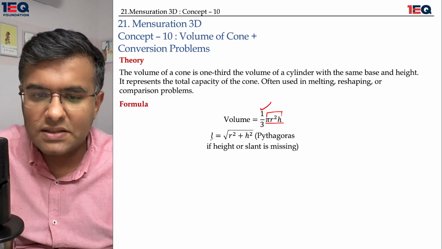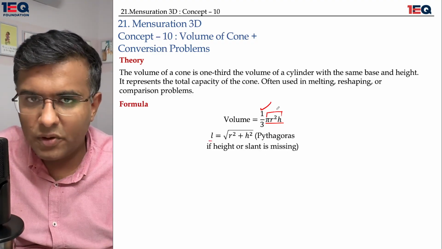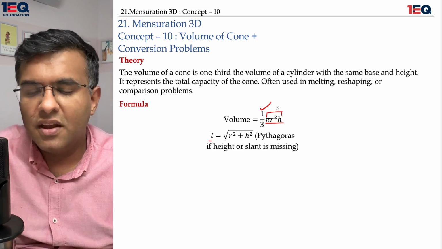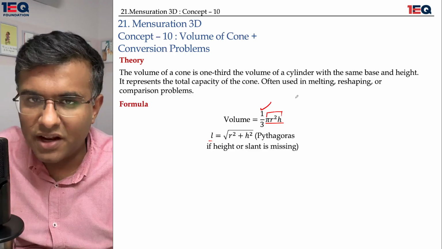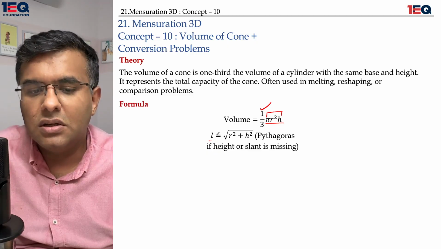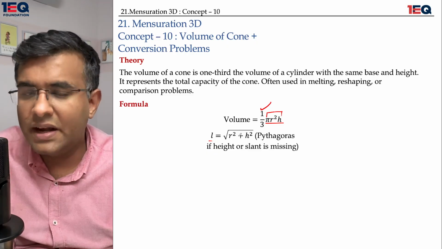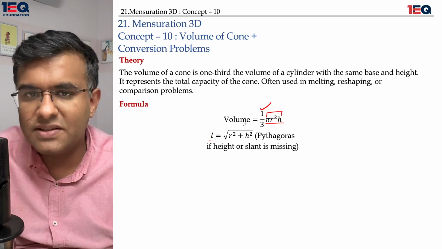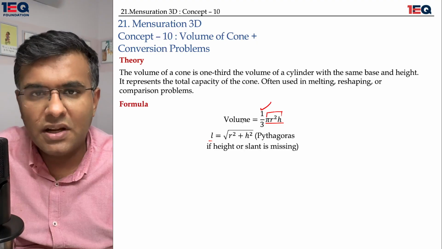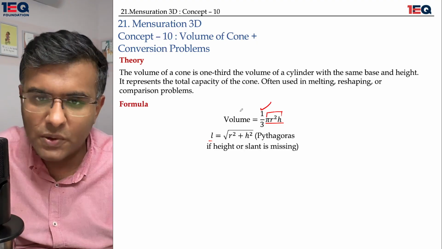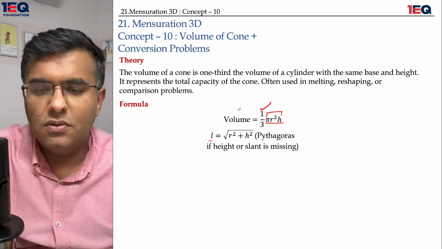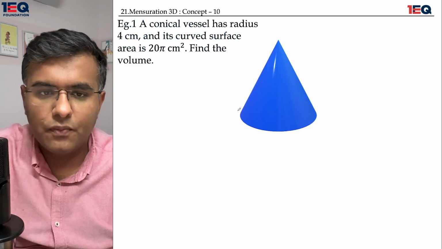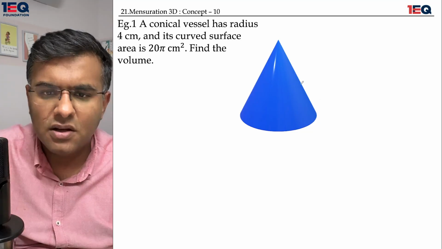L stands for slant height, and L is not going to be used in the volume formula. If the height is not given and you have to derive the height using L and r, only in that situation would L come into the picture, and that too only for a very short duration. Okay, so I'll take you to the question now. You just need to remember 1 by 3 pi r square h.